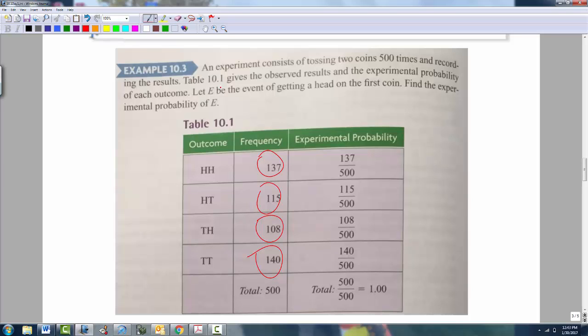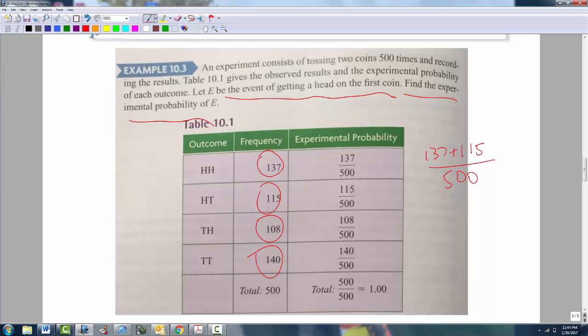Okay, so let E be the event of getting a head on the first coin. Find the experimental probability of E. You can't say 1/4 anymore. This was an experiment where you wanted to find out what is the probability of getting a head on the first coin, which is how many times? What plus what in this little experiment? Give me one of the numbers where you got a head on the first coin. 137. What's the other one? 115. And what's the total amount of flips that we had? 500, actually. There are 500 total flips in this.